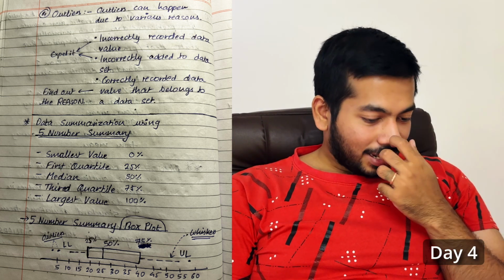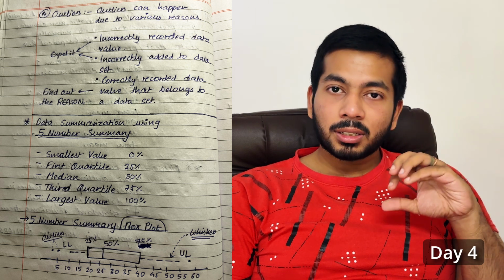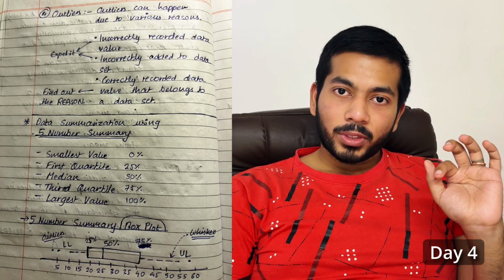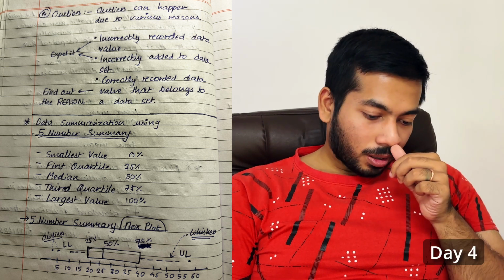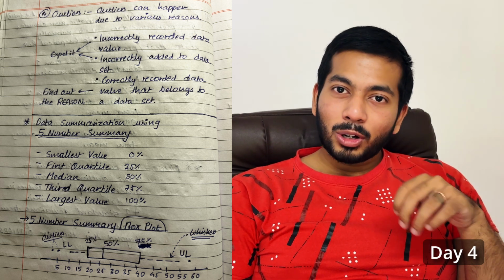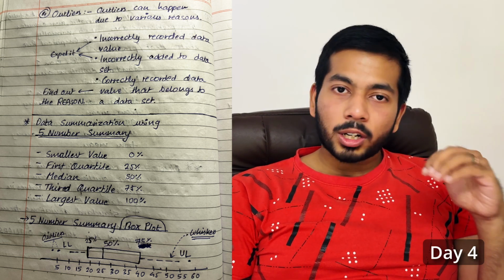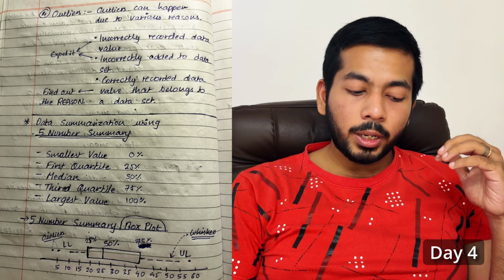Makes sense. The next thing is, how do we represent this 5 number summary? We represent this using a box plot. That is how it is used. Now if you're a stock market trader, you would have seen box plots a lot of times. Now let's understand what a box plot really is and what we learn from it.